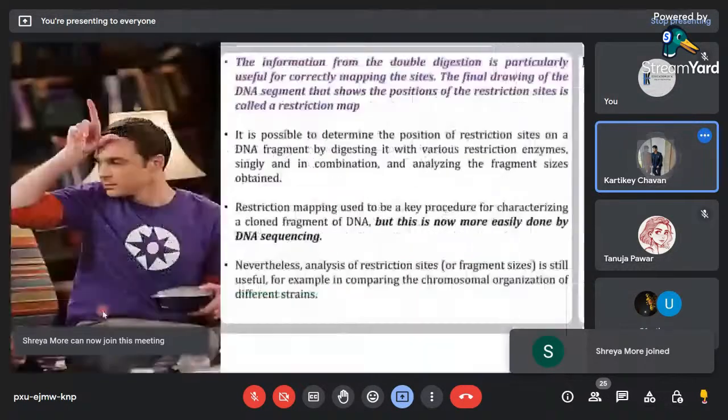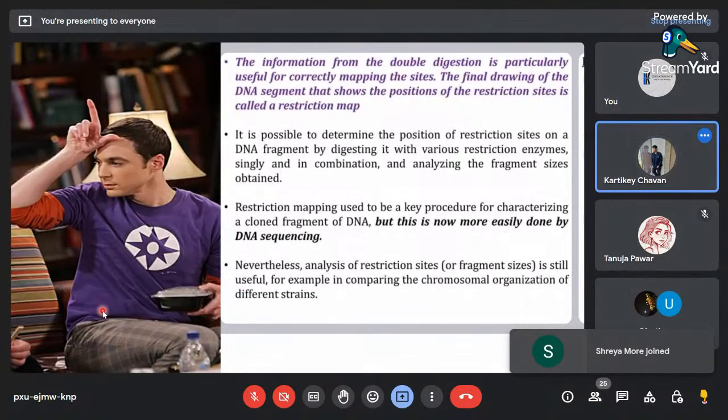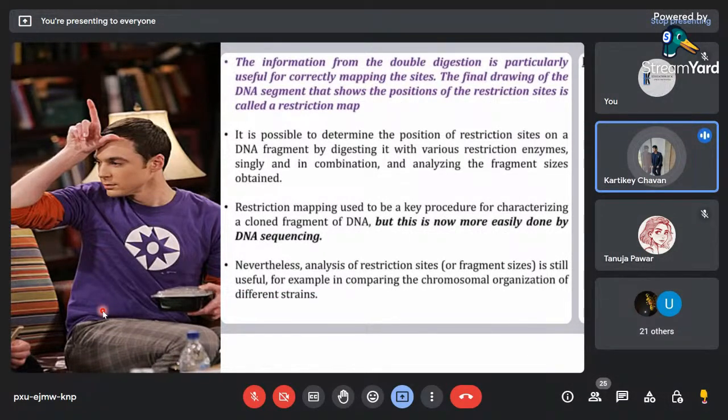Next slide, please. The information from the double digestion is particularly useful for correctly mapping the sites. The final drawing of the DNA segment that shows the position of the restriction sites is called a restriction map. It is possible to determine the position of the restriction sites on a DNA fragment by digesting it with various restriction enzymes singly and in combination and analyzing the fragment sizes obtained.